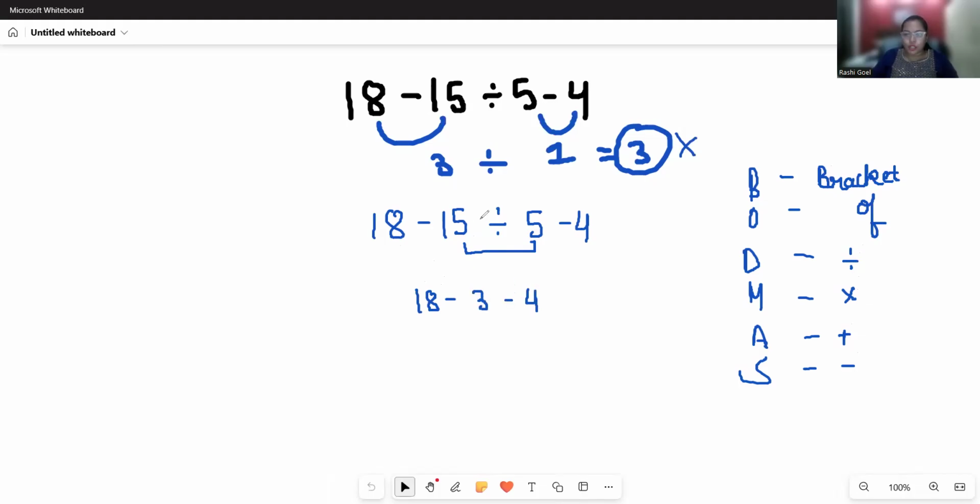Now only subtraction operations are left, so always solve from left to right. So 18 minus 3 is 15, minus 4, that is 11. So what is the correct answer? 11. I hope it's clear and you find it useful.